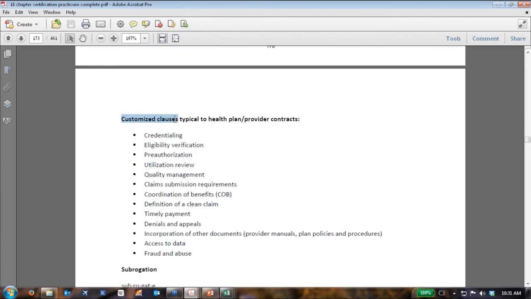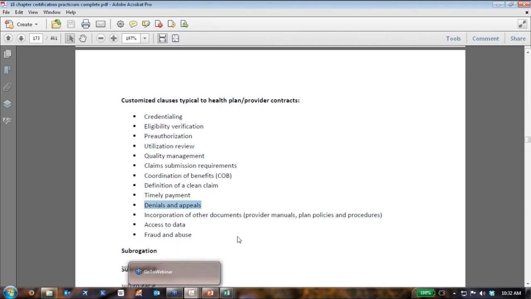And then here are a description of things that would be customized in a particular contract, including such a topic as coordination of benefits and a definition of a clean claim and timely payment provisions and denials and so forth. You know what Brad was saying, that Medicaid no longer pays for in-house lab work. That would be spelled out in your contract. If it's a managed care plan, it would be all spelled out in the contract.